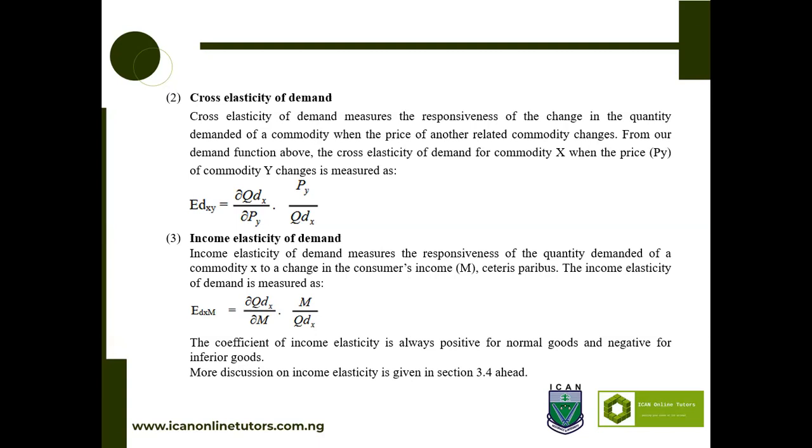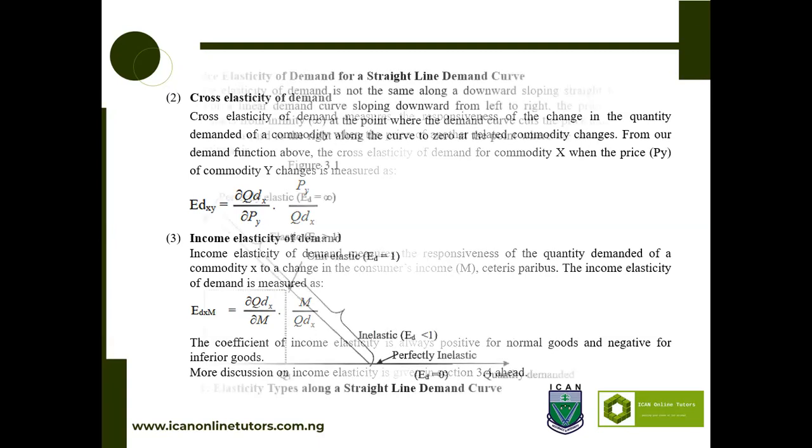Then the last one is the income elasticity of demand. The income elasticity of demand measures the responsiveness of the quantity demanded of commodity X to a change in the consumer's income, that is M. All things being equal, the income elasticity of demand is measured as follows: change in the quantity demanded of X, divided by change in money, multiplied by M, divided by quantity demanded of X.